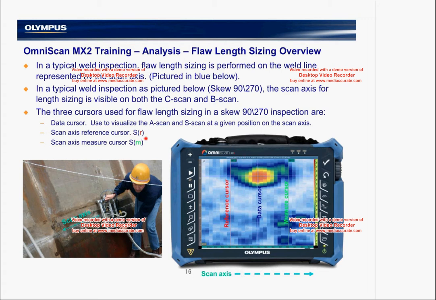The scan axis reference cursor here represents the start of the flaw, and the scan axis measure cursor here represents the end of the flaw. Every axis, scan, index, ultrasound, has 2 cursors associated with it that are used for measuring things, either something between them, the delta between the 2, or the position of the cursor.